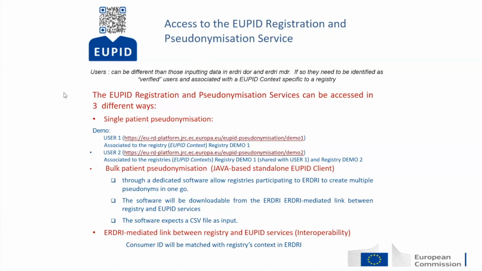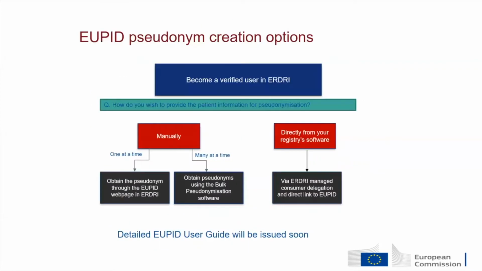Next slide, which basically shows exactly the same thing as I have just said. The question is, you're a verified user. How do you want to provide the patient's information for pseudonymization? Manually, if it's only one at a time, then you just obtain the pseudonym through the web page in ERN. If you want to do many at a time, you obtain the pseudonym through this bulk pseudonymization software.